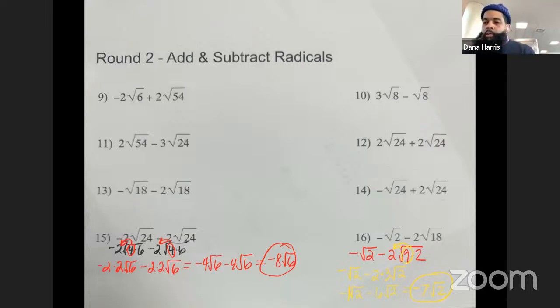I'm going to do a second video on this one to show you all how to multiply and divide these. Hopefully this is helpful.